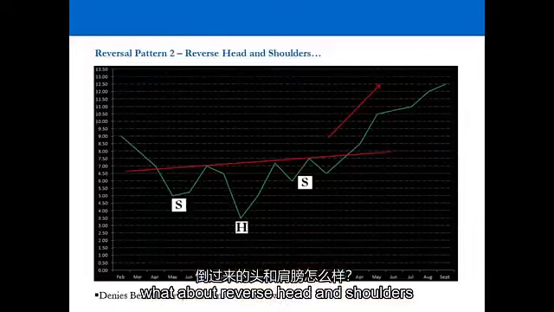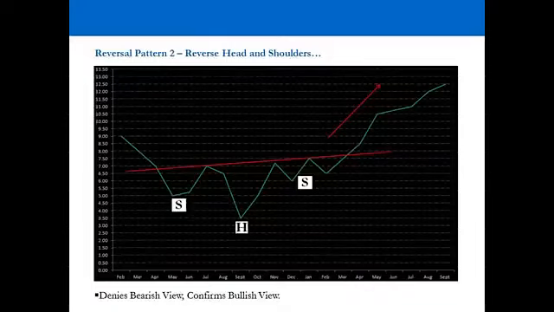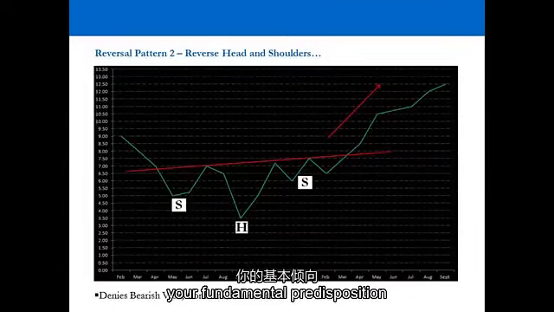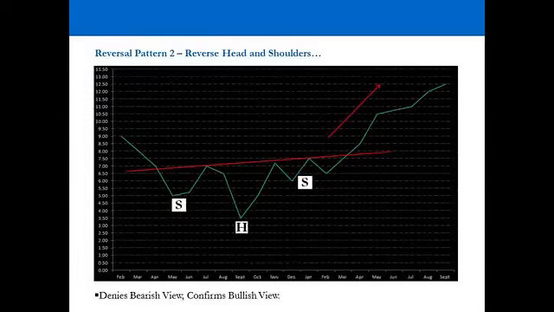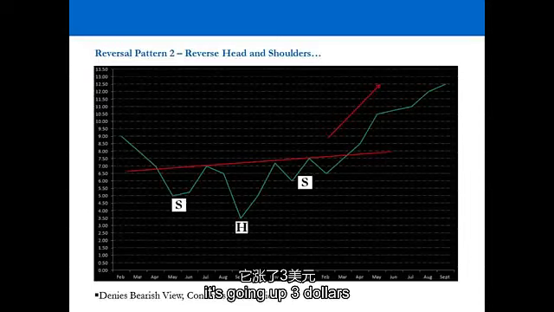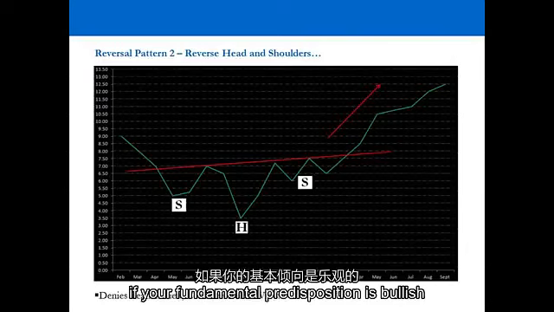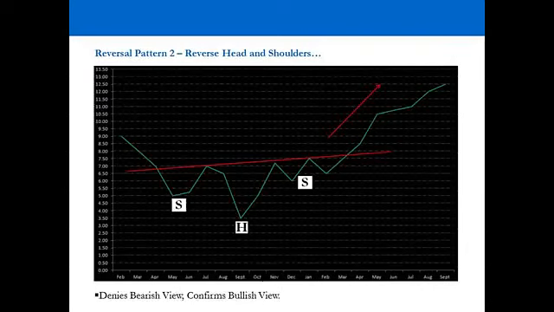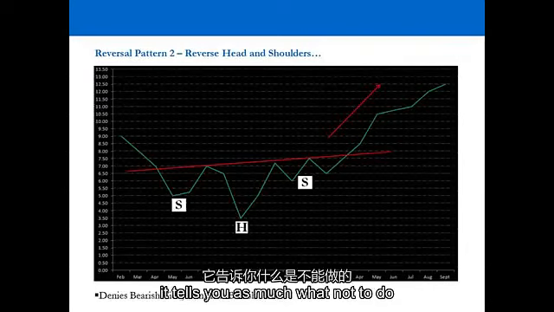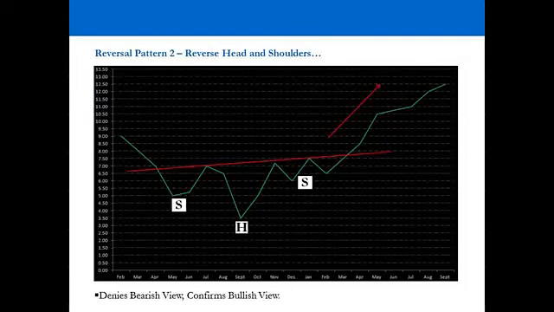What about reverse head and shoulders? Your fundamental predisposition is bearish, and you see this. Red, amber or green? Red. Very bright red. It's going up $3. If your fundamental predisposition is bullish, green. So again, it tells you as much what not to do as what to do.